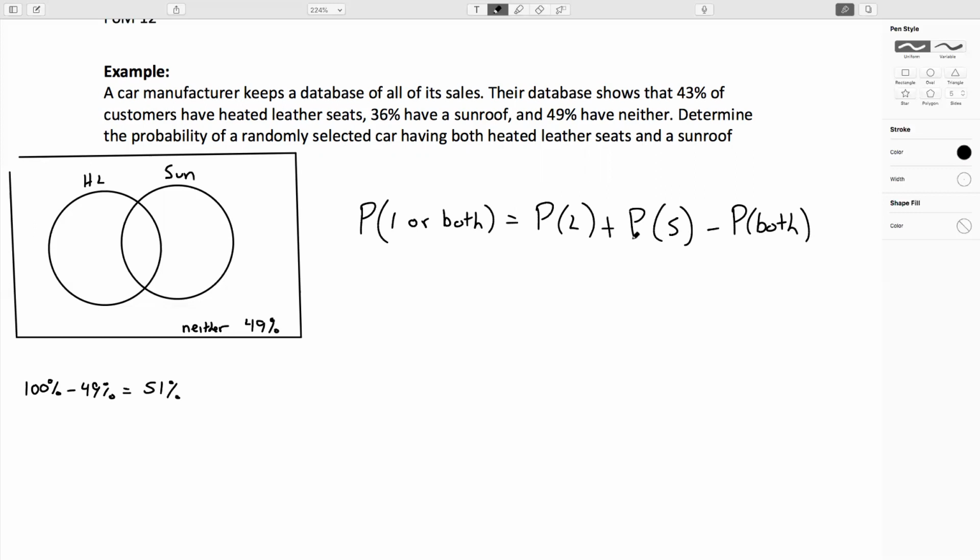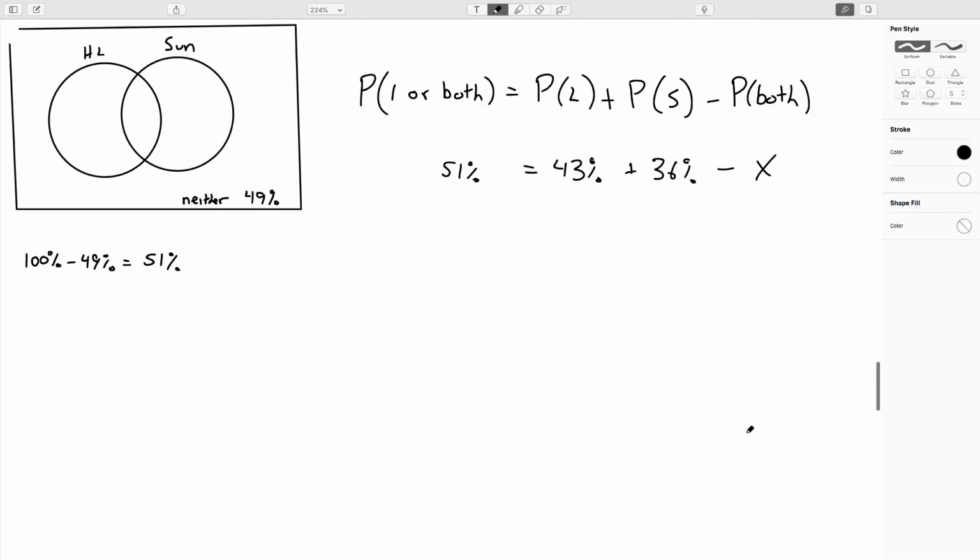So the probability of having leather is 43%. We know that. The probability of having a sunroof is 36%. The probability of having both is what we're trying to find here. We'll call it X. And then the probability of having one or both is this entire Venn diagram, which is 51%. Okay. So now we just have to solve for X.